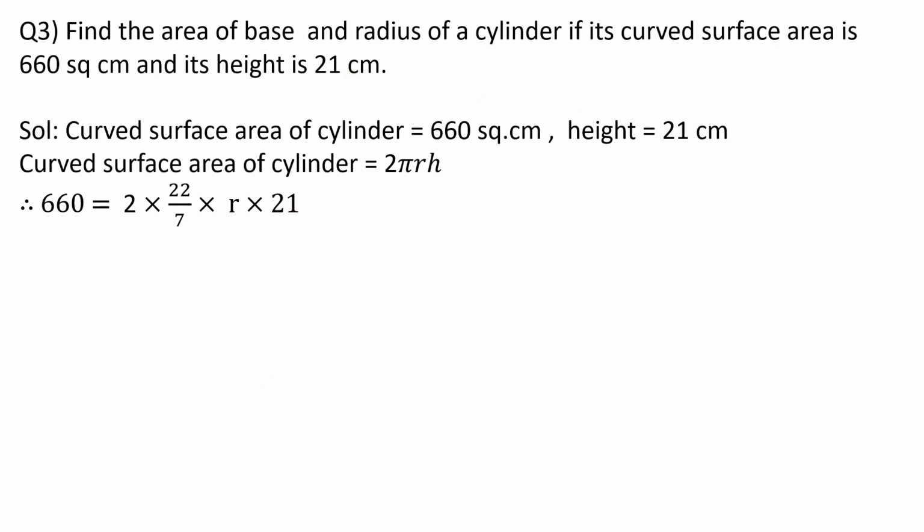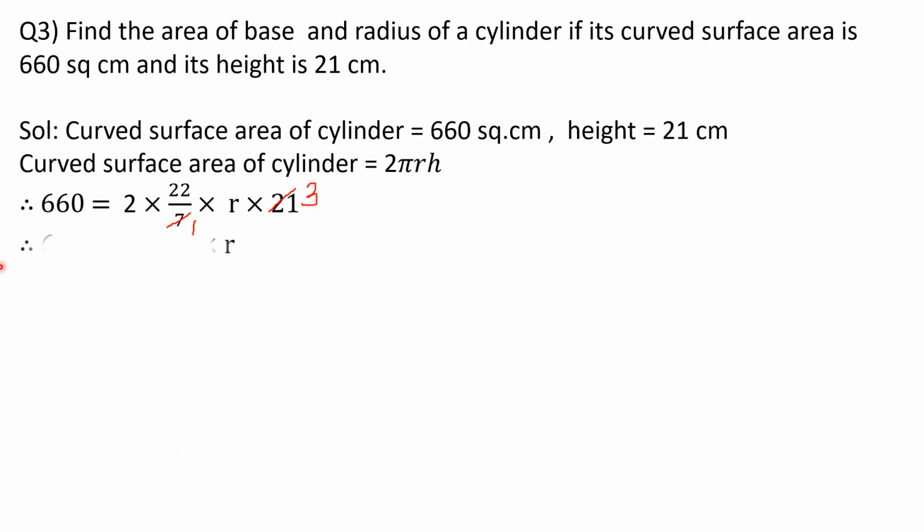Now students, you can see here we can cancel the terms. So 7 ones are 7 and 21 will go. So 7 threes are 21. So we'll cancel and simplify. Now what remains? That is 660 equal to 2 into 22 into r into 3.